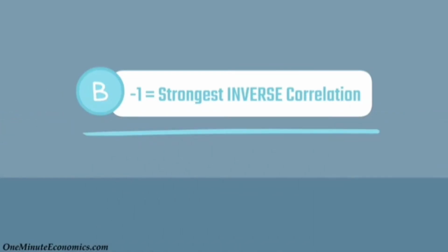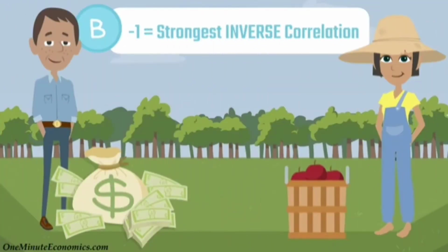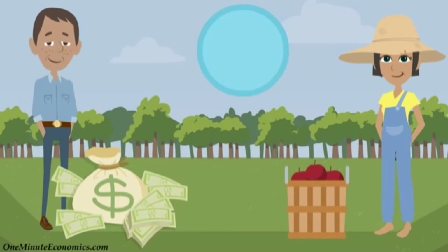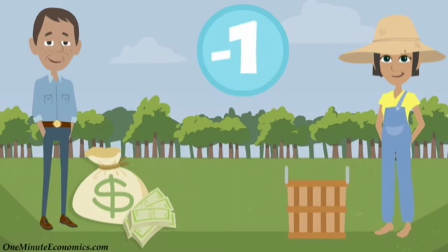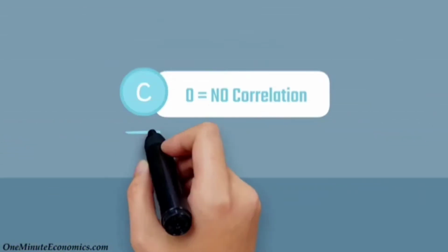B. -1. It indicates the strongest negative correlation. To use the previous example, if I start the day with a large pile of money from which I pay you, the correlation coefficient between the number of apples you pick and the amount of money in my pile would be -1. C. 0. It indicates that there's no correlation at all.